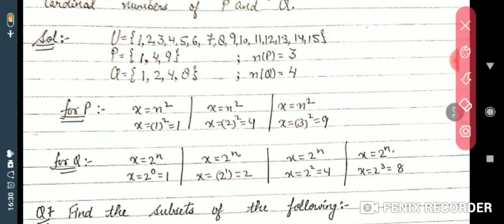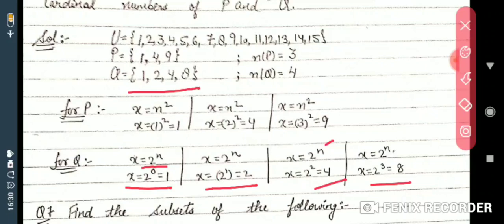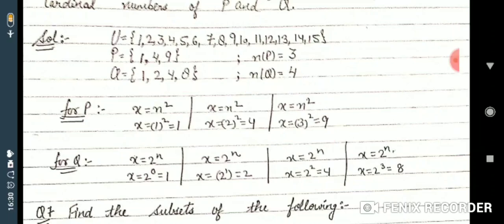Next, Q. x such that x equals 2 to the power n and n belongs to whole numbers. So 2 raised to the power 0 will be 1. Then 2 to the power 1 will be 2. Then we will take n equals 2, 2 to the power 2 will be 4. Then we will take 3, 2 to the power 3 will be 8. What will be the elements of Q? 1, 2, 4 and 8. What will be the cardinal number of Q? 4, because 4 elements are there.